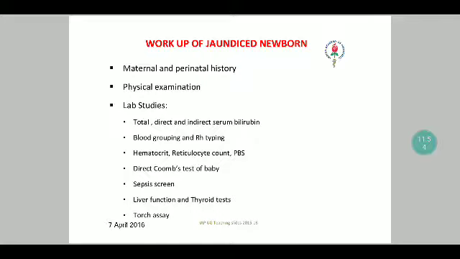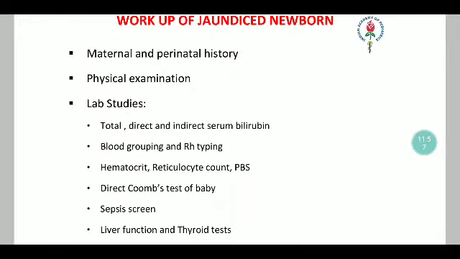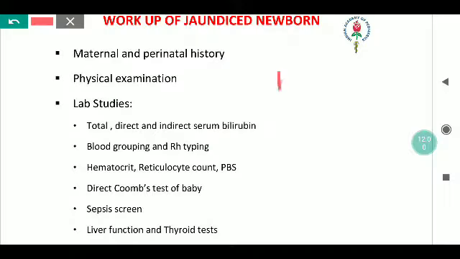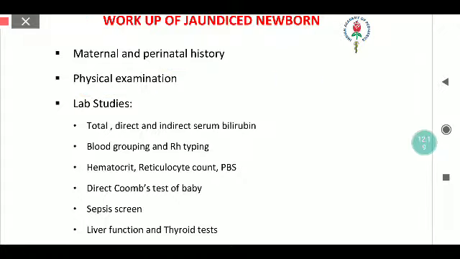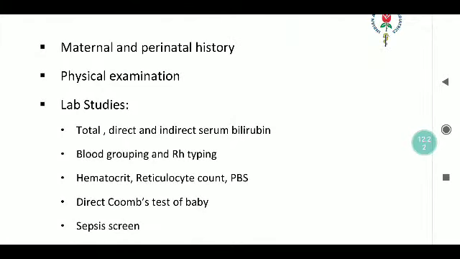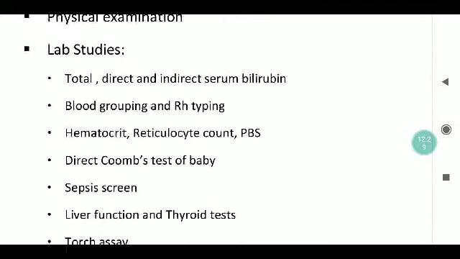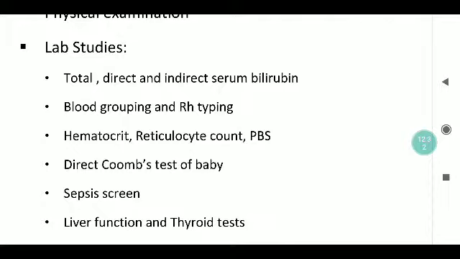To work up a jaundiced newborn, we need to take a detailed maternal and perinatal history also. This includes the blood groups of both the mother and the father, to know the details of the delivery, where it was conducted, who conducted it, any difficulties, any instrumentation which was used, and a full physical examination from head to toe. Lab investigations wise, a total and direct bilirubin must be done, and blood grouping and Rh typing are additional investigations to be done on day 3. Severe jaundice requires the workup of hematocrit. A complete blood count is ideal, and in low resource setting, at least a hematocrit and a reticulocyte count is sufficient, along with a direct Coombs test of the baby.